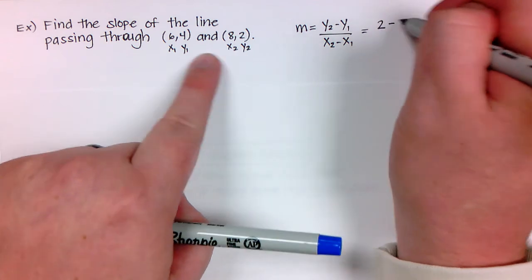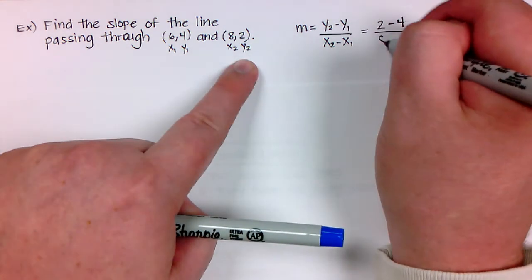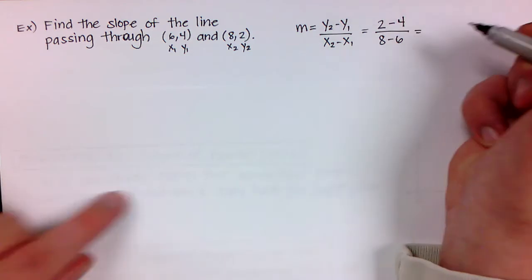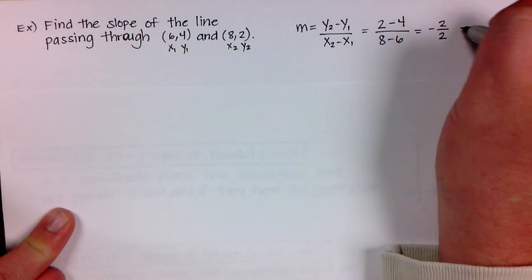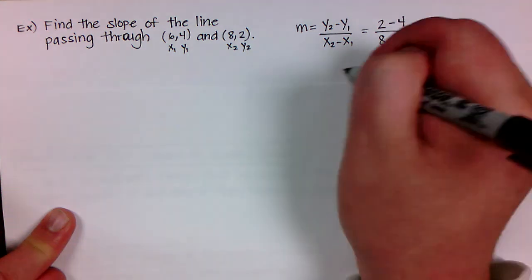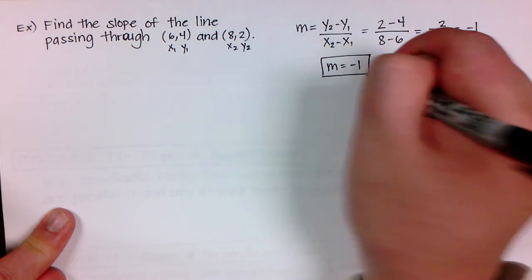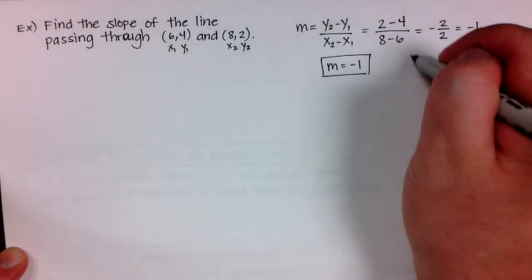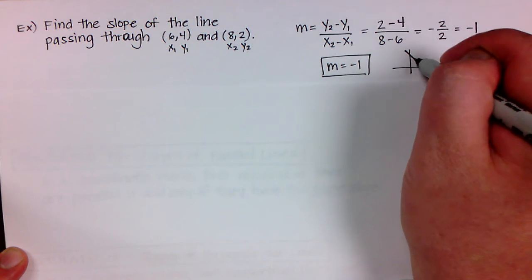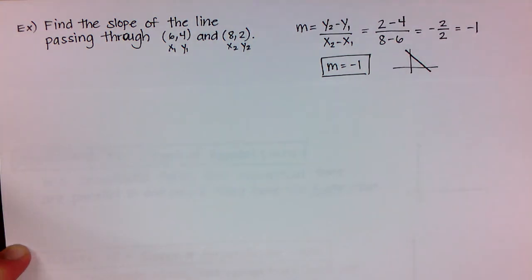So I'm going to have 2 minus 4 on the top, that's the change in the y's, and 8 minus 6 on the bottom, that's the change in the x's. This is negative 2 over positive 2, which is negative 1. So this means that my slope for the line passing through those 2 points is negative 1, which means if I was just going to sketch it, I know it's going to be going downward because it's falling, it has a negative slope.